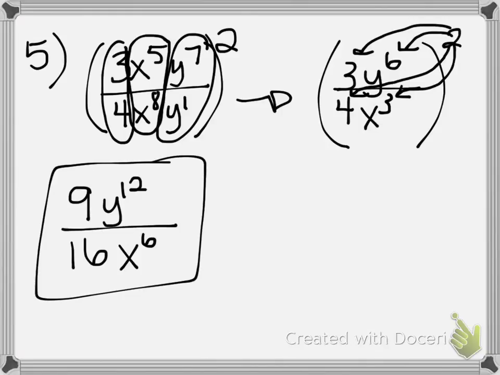I am fully simplified. One common thing that I notice is that people try to reduce the 12 and 6. Those are exponents. You don't reduce them because they don't have the same base. There's nothing you can do about it. And I have one more here.